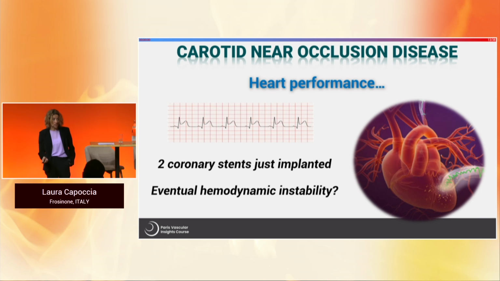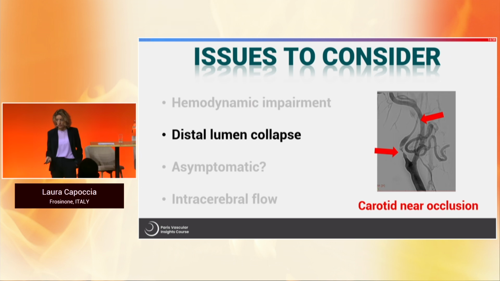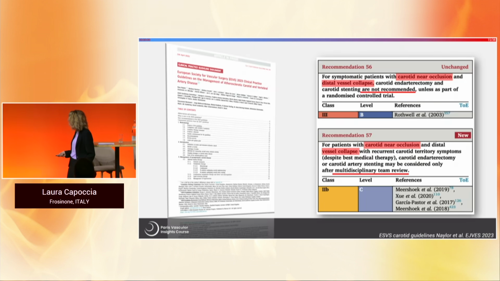We have to consider the patient has just two coronary stents implanted. So it could happen that the patient could have a hemodynamic instability that could affect that hemisphere. Why not? The distal lumen collapse, you can see that we have discussed the guidelines. They say that in case of distal lumen collapse, the first recommendation, but please note that this is a class 3 level B recommendation, is that revascularization is not recommended in those cases.